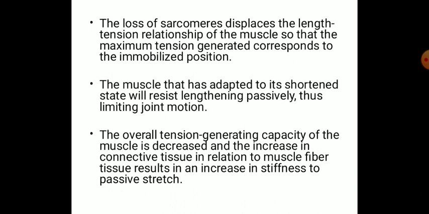When we discussed the extremes of range, which can produce less amount of tension, in the length-tension relationship, we said that whenever we go to the extremes of joint range of motion, there can be a reduction in muscular tension. That particular situation may get adapted to this new length caused by the shortening of the muscle. So that's what happens in the length-tension relationship. The muscle that has adapted to its shortened state will resist lengthening passively, thus limiting range of motion.